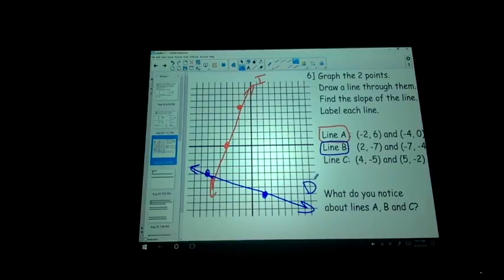That's a decreasing slope because it is negative. And I'll make this one, do that one green. 4, -5. And 5, -2. Oh, -2, sorry about that. That one's not right. So that's increasing.